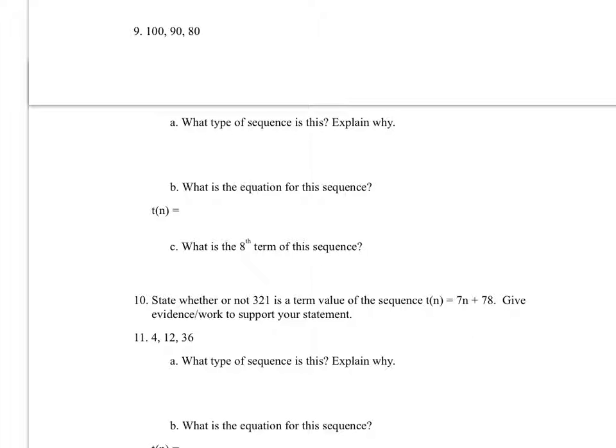We're going to look at questions 9, 10, and 11 together since they're all relating to sequences. So the first problem, number 9, asks us to find the type of sequence. If you can tell, our terms are subtracting 10 to get to the next term. And if we're adding or subtracting, that will be an arithmetic sequence. Arithmetic.